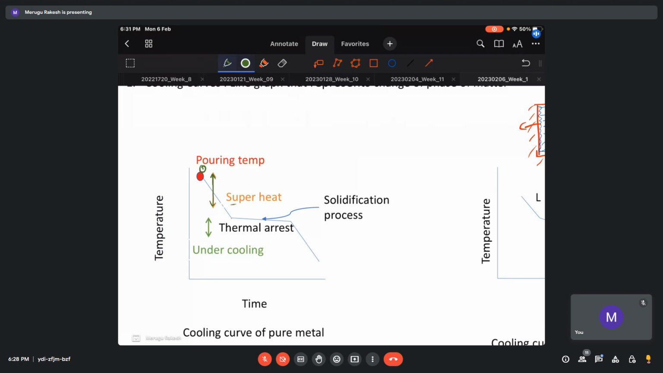Followed by that, for pure metals we will have a constant temperature line while it is transforming from liquid to solid. That is also called a thermal arrest. In this time, the latent heat of the liquid is being rejected, and it slowly converts into the solid phase. Whatever happens in this period is nothing but the solidification process. Once it is done, we get the solid product out. This is what happens in pure metals.